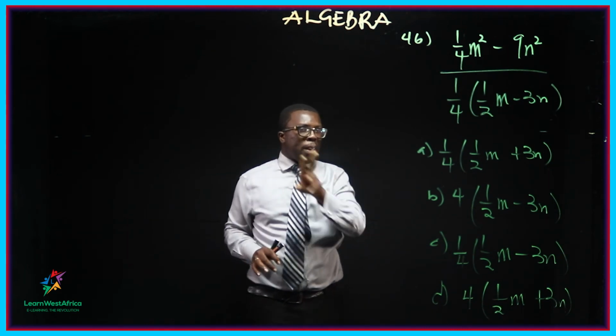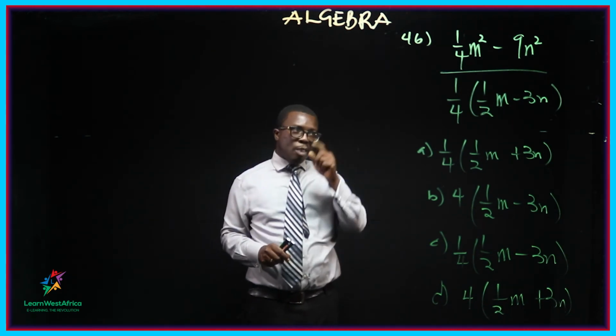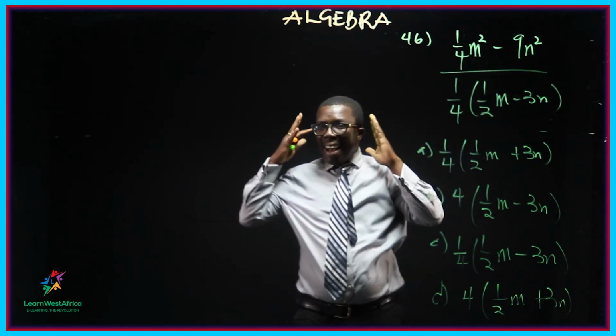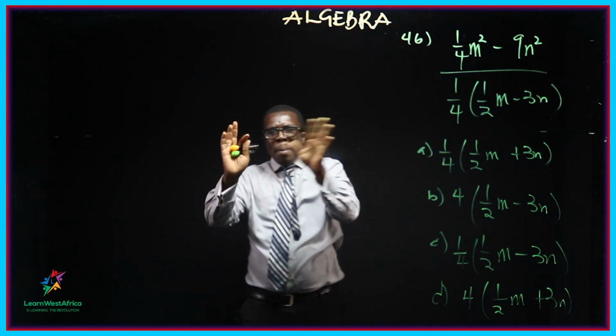I'm going to put a plus b in one bracket and a minus b in another bracket. Say we have 1 over 4 m squared minus 9n squared, that is m squared, n squared. It's just a problem, but with numbers. I don't want to confuse you.